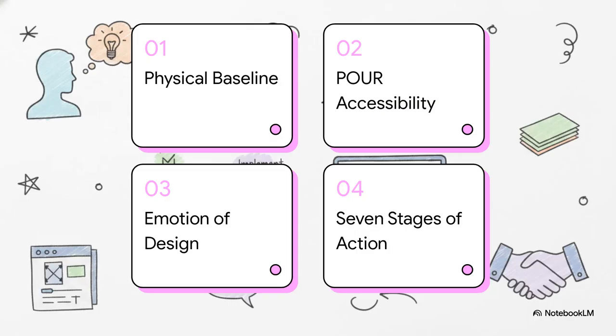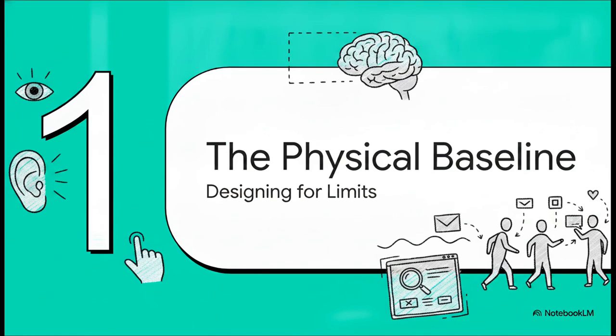To demystify this whole process, we're going to break this explainer down into 4 key areas: the physical baseline, the pure accessibility principles, the emotion of design, and finally, the 7 stages of action. All right, let's jump right into Section 1, the physical baseline, where we look at designing for human limits.